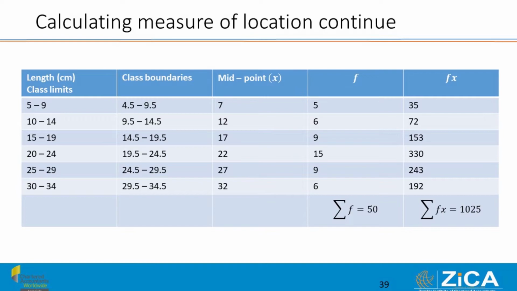Then if you multiply the 7 and 5, it will give you 35 to get the fx. You multiply 12 and 6, that will give you 72. You continue multiplying and then sum up all the observations. We had 50. Then if you sum up the total, that is f times x, it will give you 1025.